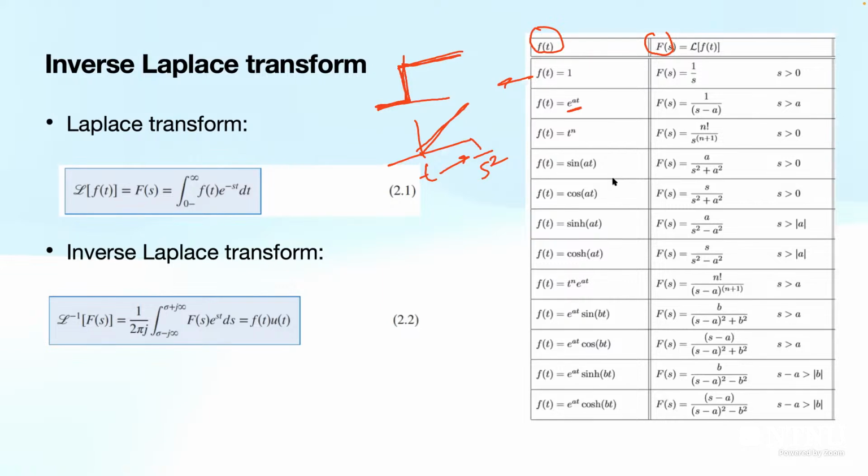Sine at, cosine at, hyperbolic sine, cosine, and so on. So we have this table, and we need to use this table for solving our problems. If you need to apply the Laplace transform, we need to start from f of t and try to get F of s. If you need to do the inverse Laplace transform, in this case we need to go in the opposite direction. We need to start with F of s, try to put our function in a form similar to those in the table, and try to get f of t from it. So we will use a table for solving Laplace and inverse Laplace transforms.